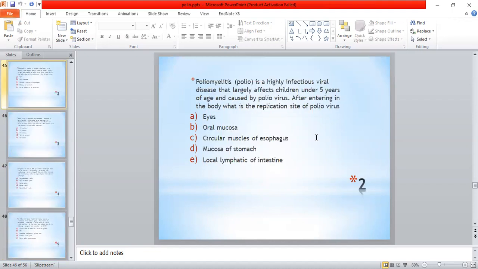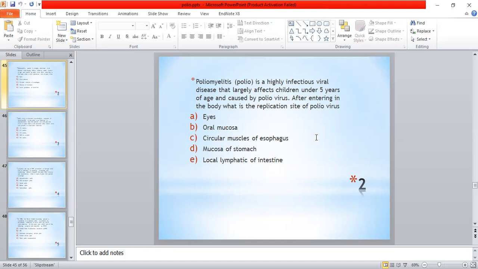Question number two. Poliomyelitis or polio is a highly infectious viral disease that largely affects children under 5 years of age and is caused by the poliovirus. After entering into the body, what is the replication site of poliovirus? A is eye, B is oral mucosa, C is circular muscles of esophagus, D is mucosa of stomach, and E is local lymphatics of intestine.